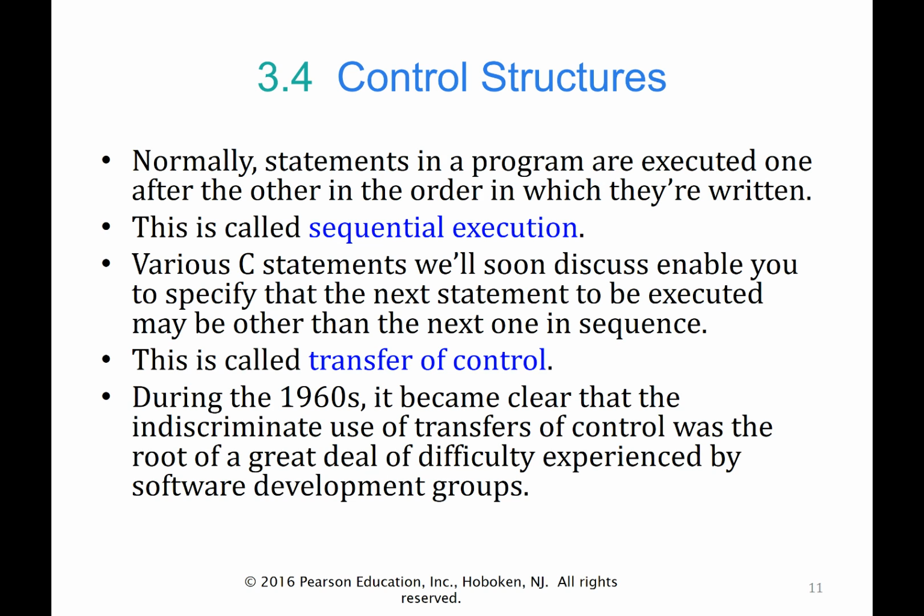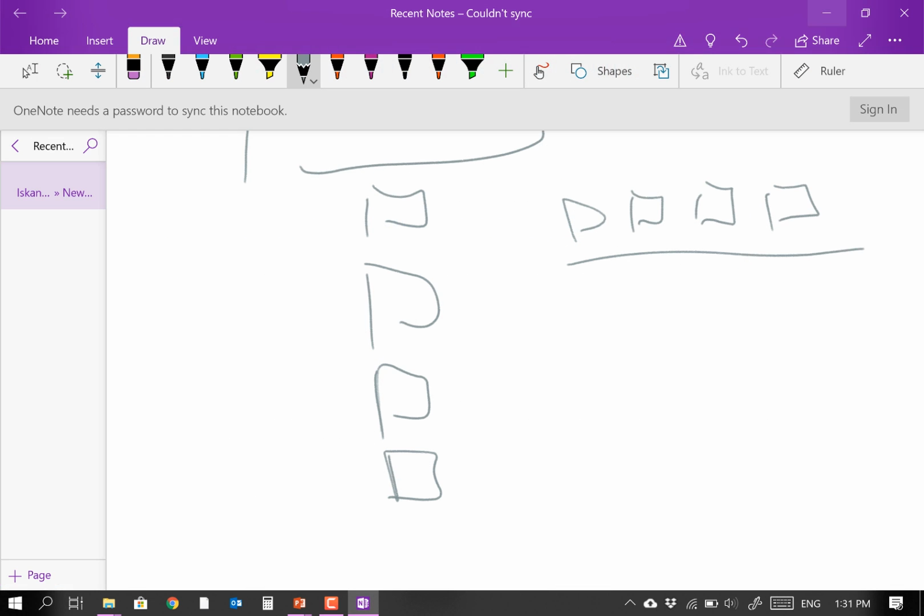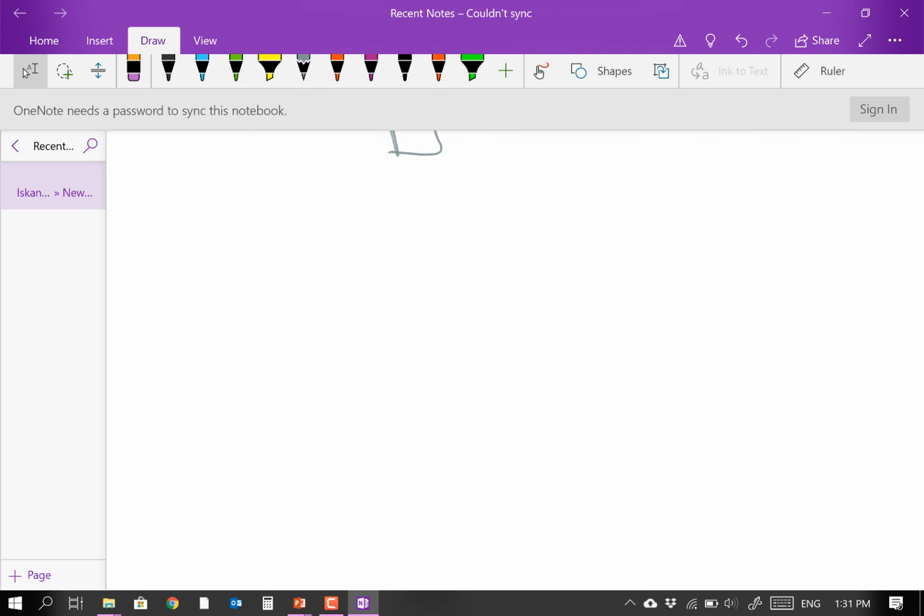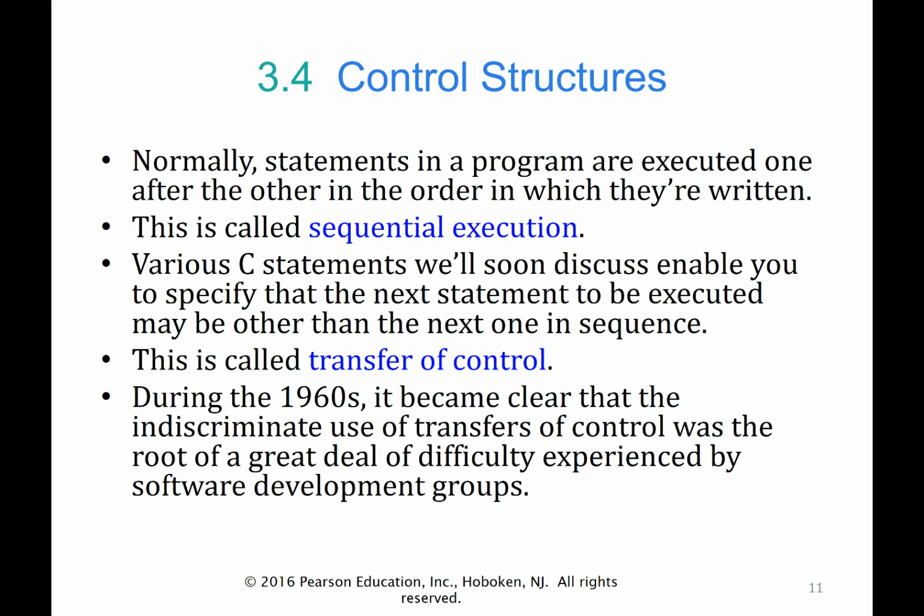So here in the 60s, it became clear that indiscriminate use of transfer was the root of... Oh, yeah. There used to be a statement called the go-to statement, where we can just tell the program to just go someplace else in the code. And the old go-to statement was the root of all evil when it came to programmers. So that's what he's talking about.